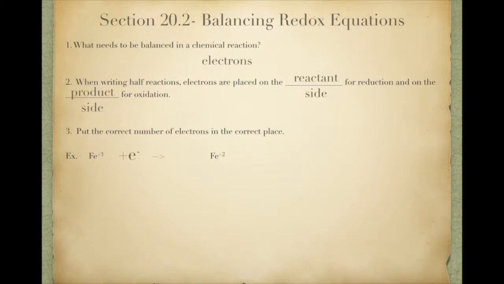What if each atom doesn't necessarily gain and lose the same amount? When we're balancing redox reactions, we have to make sure that the number of electrons that are gained equals the number of electrons that are lost, and this is how we do it.